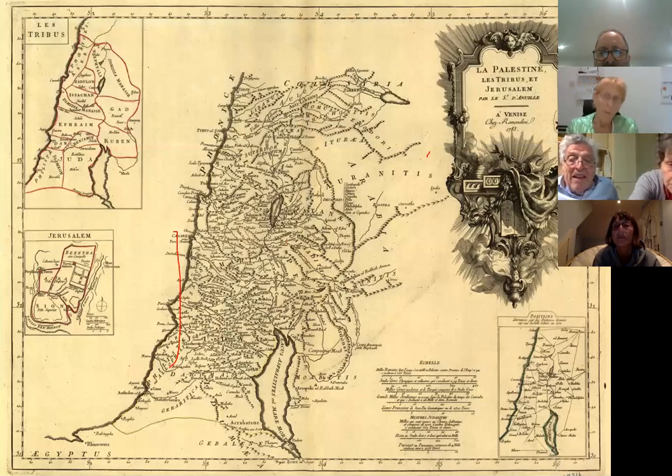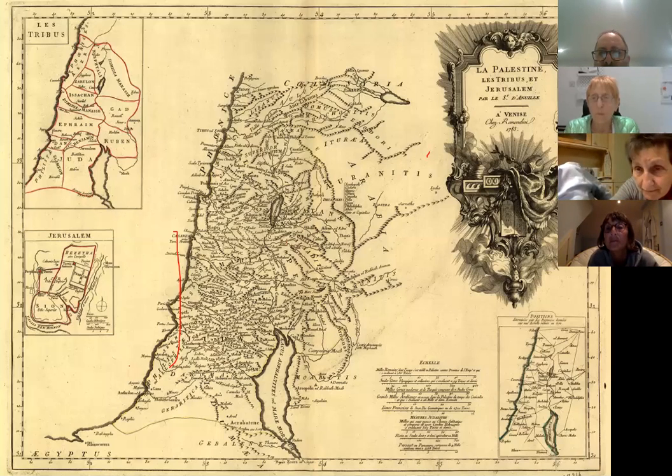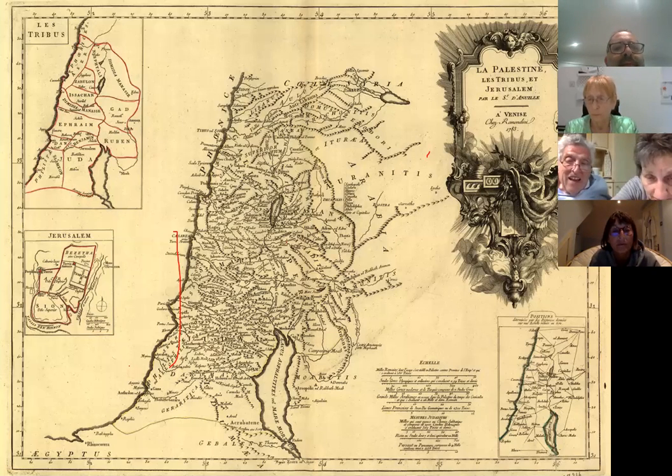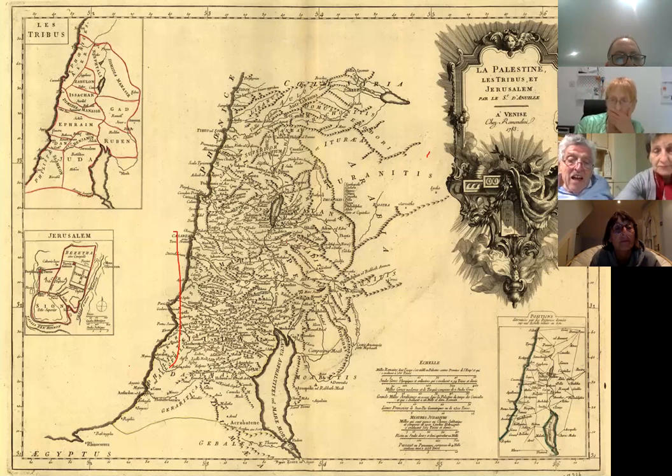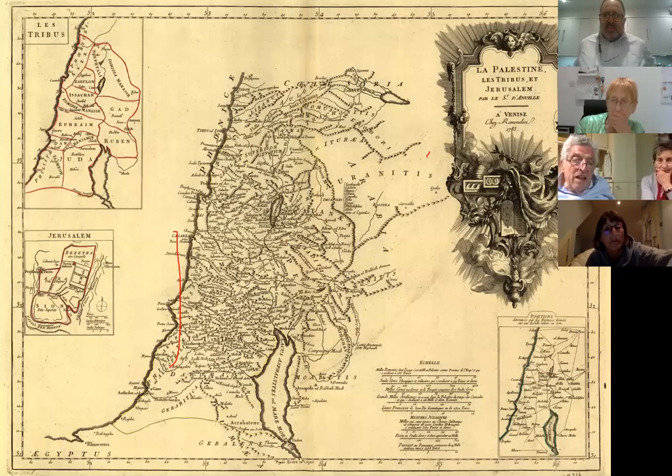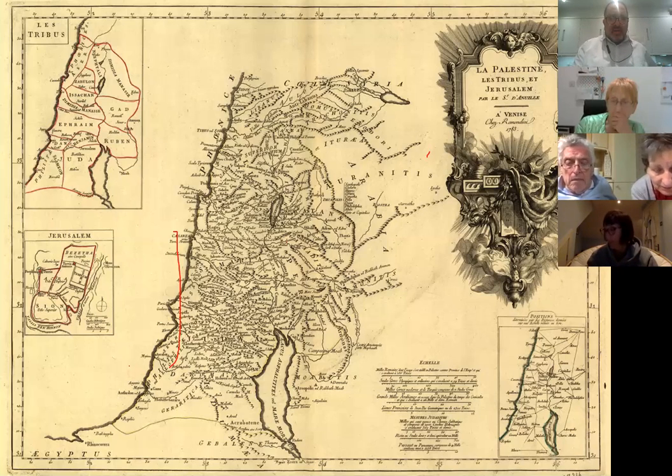This is a map by, let me just check my notes, somebody called Jean-Baptiste Bourguignon d'Anville. So he's a French geographer from the 18th century. We believe this map's from the late 18th century. It's very accurate. He's got the tribes of Israel in a little inset in the top left, and a map of Jerusalem as an inset center left, and a magnificent cartouche on the right-hand side.